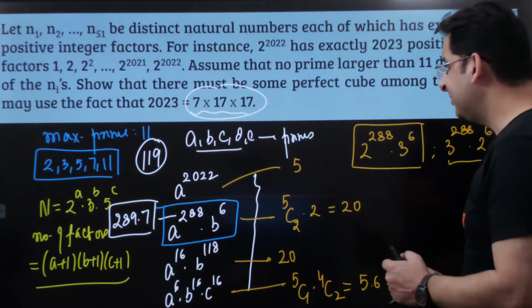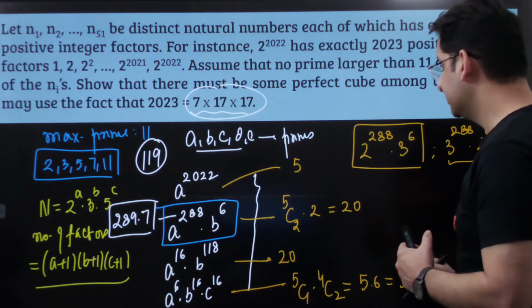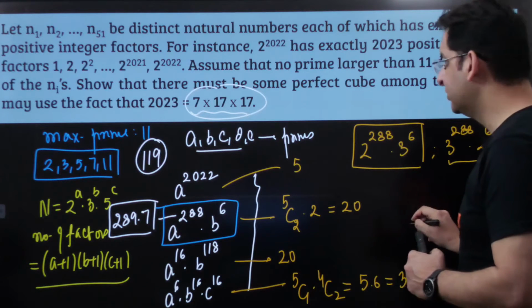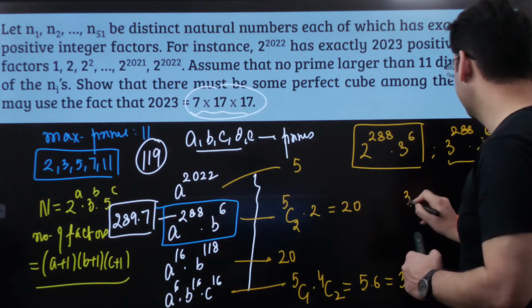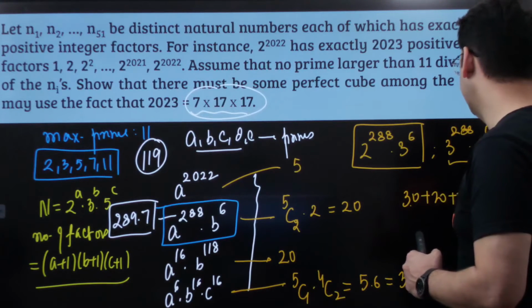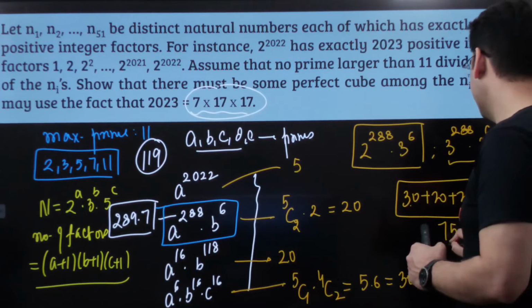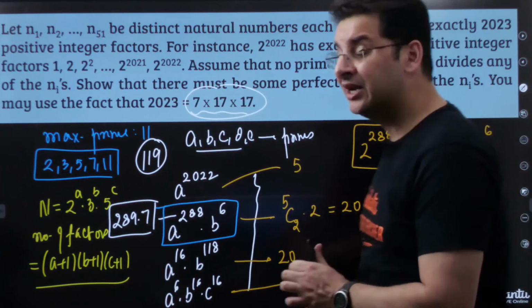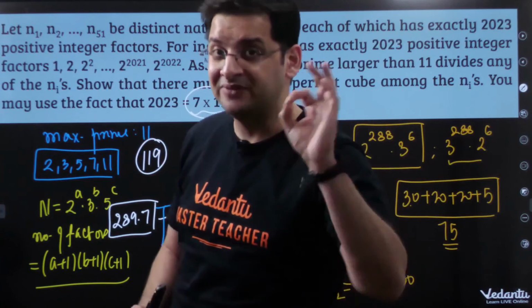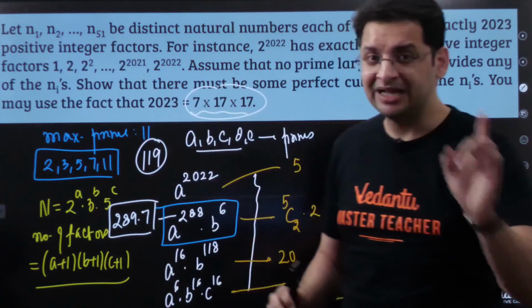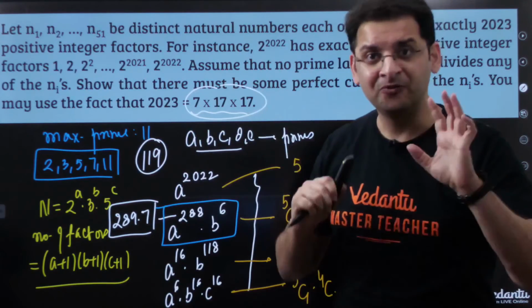Now the question becomes very simple. See, how many total cases are there? It is going to be 30 plus 20 plus 20 plus 5, that is 30, 40, 50, 75. So the total number of cases is going to be 75. So there can be a total of 75 numbers which can get formed, which have 2023 factors.